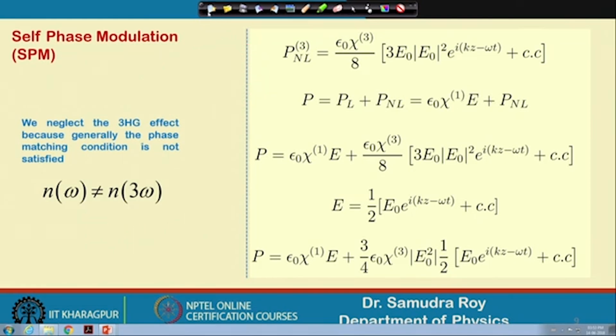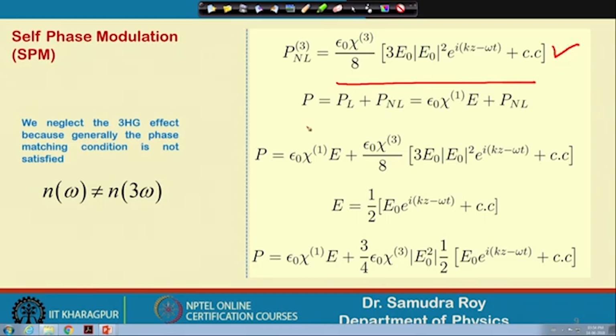So, what is the term then we have in the P nonlinear? The term that we have is the frequency having the omega component, that means the fundamental frequency we will have in this P nonlinear term. So, P nonlinear is now this term only.